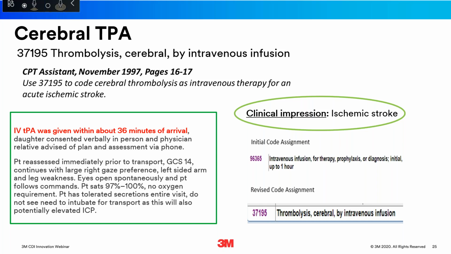And the difference in reimbursement here, reimbursement for the 37195 is $288.38 based on the 2019 fee schedule, versus if you report the drug administration infusion code, that's $187.18. So there's a $100 difference in coding here. So just make sure if the patient's here for an ischemic stroke and cerebral TPA is documented, you want to make sure they're using 37195.